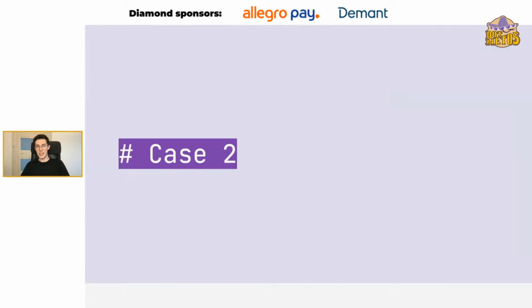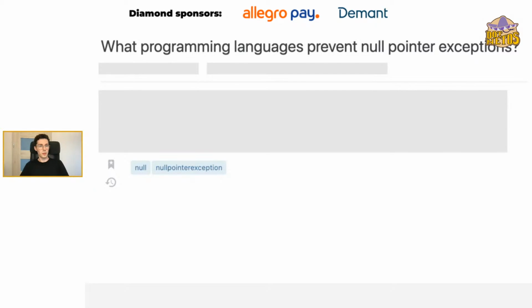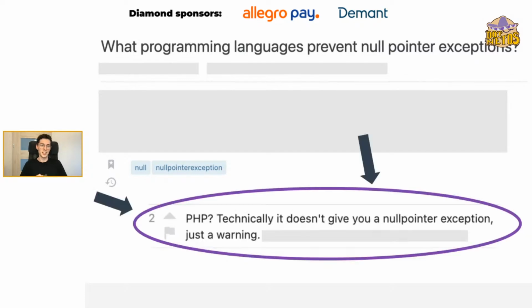And case 2. So what programming languages prevent null pointer exceptions? Another answer we've seen, and what I see is PHP. Technically, it doesn't give a null pointer exception. It's just a warning. And you might think, those are the happy people, the language that just respects them.